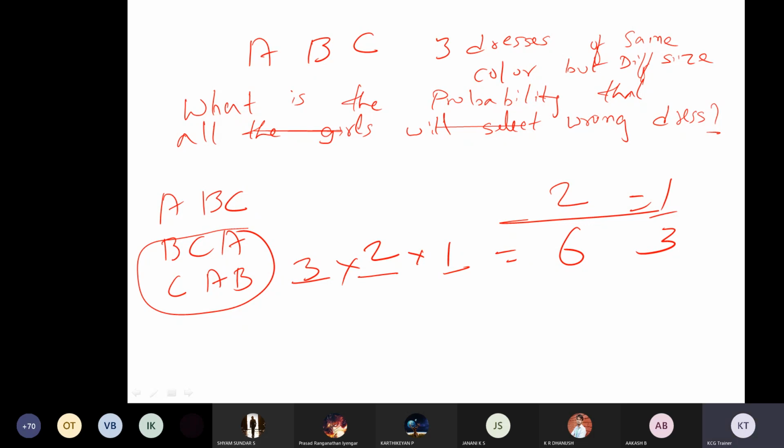Everyone understood probability, guys? Are you clear with this question? Yes, sir. Let's start with a new topic today.